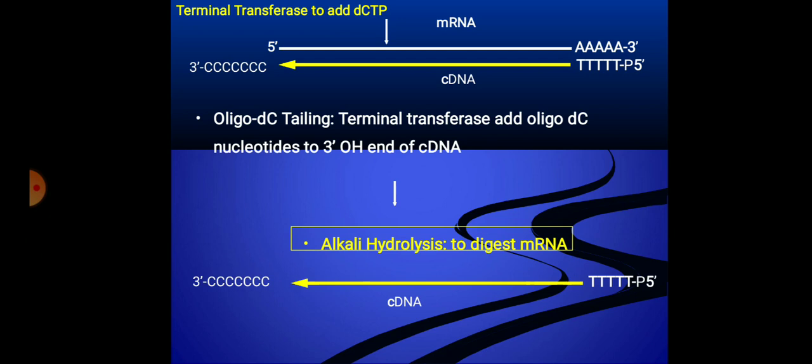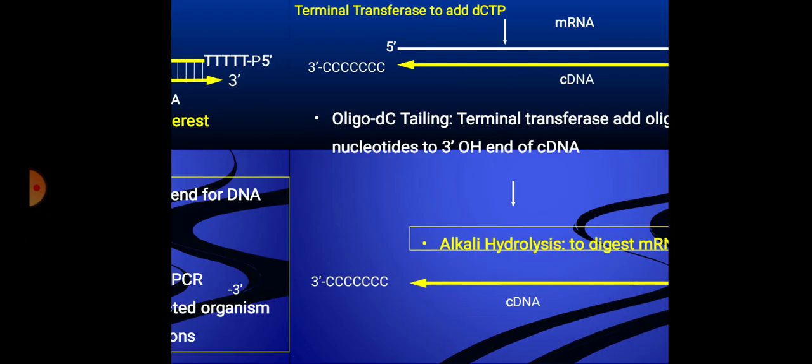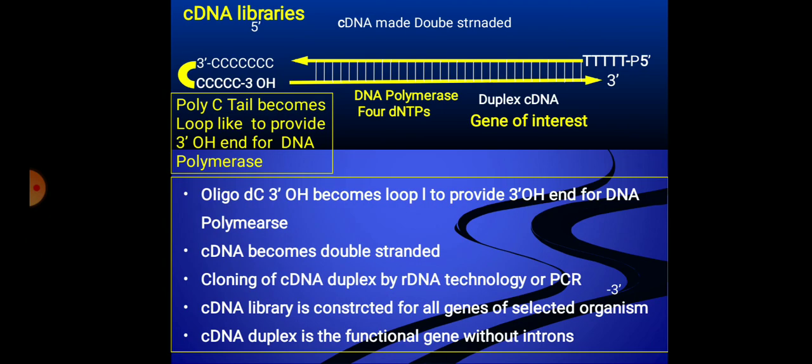And as the poly C tail is added at the 3' end, the poly C tail becomes hairpin loop like. As it becomes hairpin loop like, this provides a 3' free OH end for the DNA polymerase. Now cDNA is acting like a template to synthesize a new DNA strand on it. DNA polymerase adds the nucleotides from the 3' OH end of the oligo C loop.